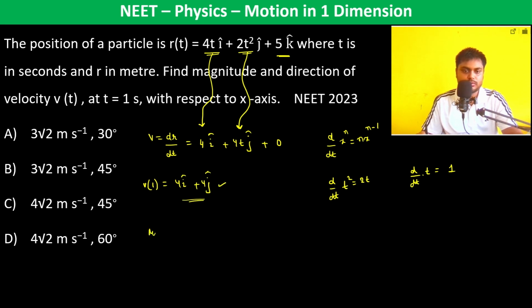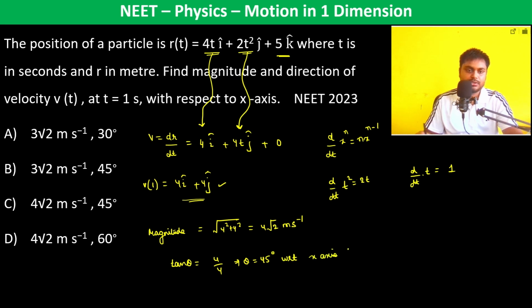The magnitude becomes root over 4 square plus 4 square, which is 4 root 2 meter per second, and for theta, tan theta is equal to 4 by 4, so therefore theta is equal to 45 degree with respect to x axis. So therefore C is the option.